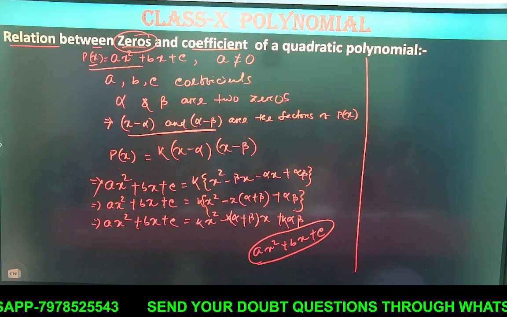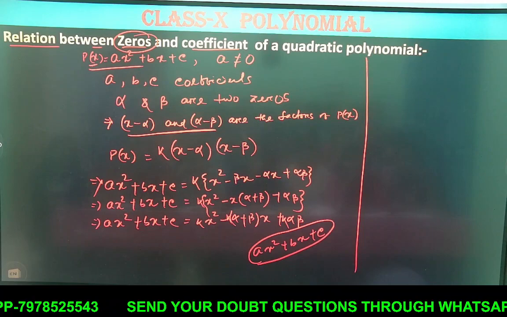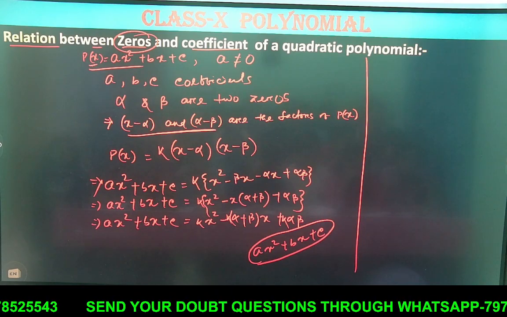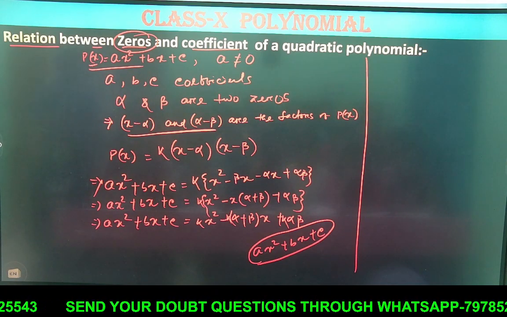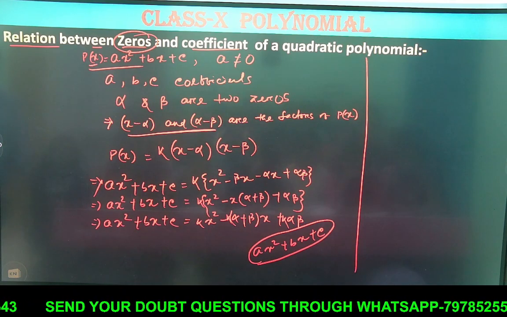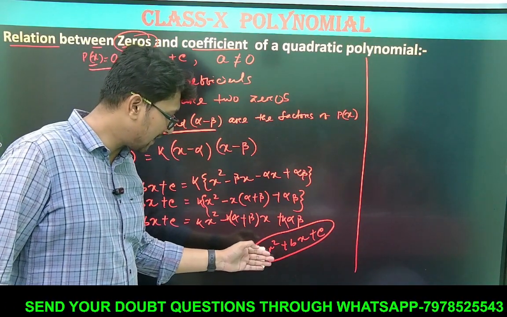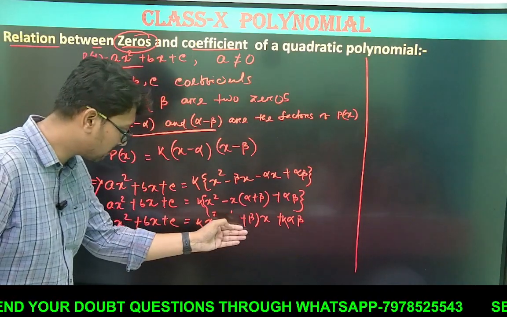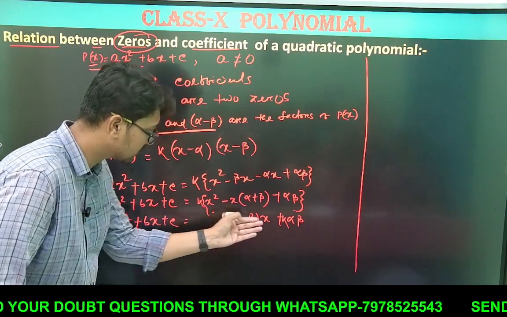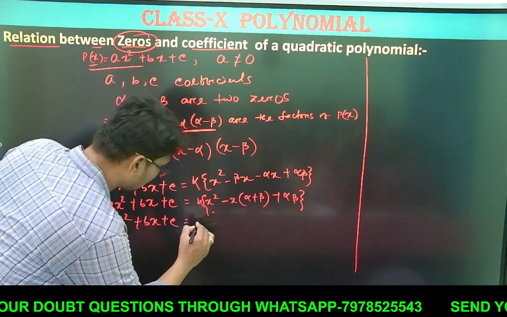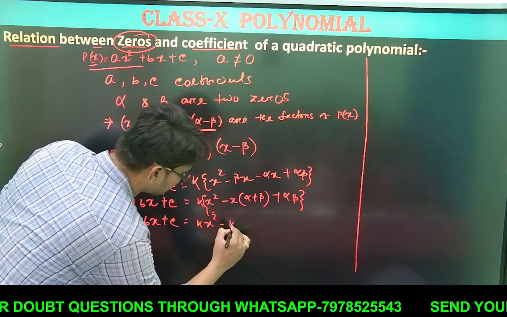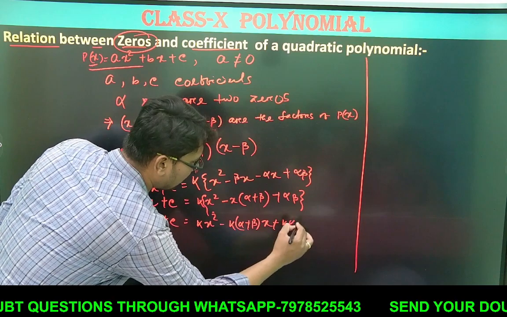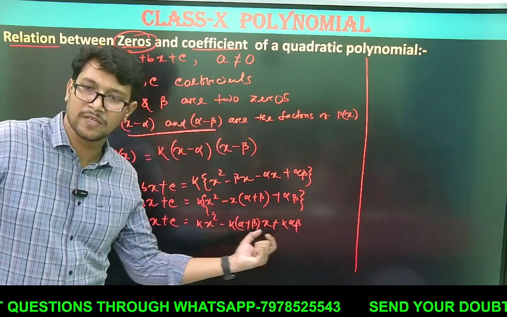Look carefully. So what happened in the last step? On the right side, RHS, we have simplified and multiplied k in each term. So k x square minus k into alpha plus beta into x plus k alpha beta. And I said the right hand side is also representing a quadratic polynomial, kx square minus k alpha plus beta into x plus k alpha beta.